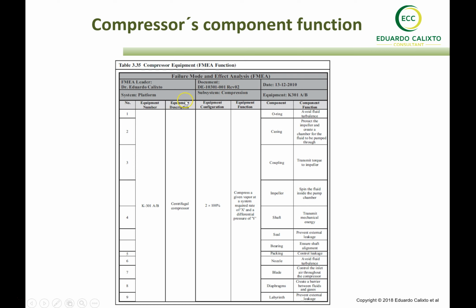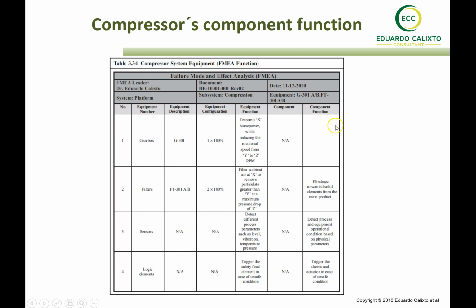So we have the same template here with similar information, including the system leader of the FMEA. During the FMEA the equipment was defined. Again, we have two compressors, one standby. You can check here in this configuration, 2 plus 100%. We have a centrifugal compressor. We define the function in this part of the template, and for each one of the components we define a specific function.